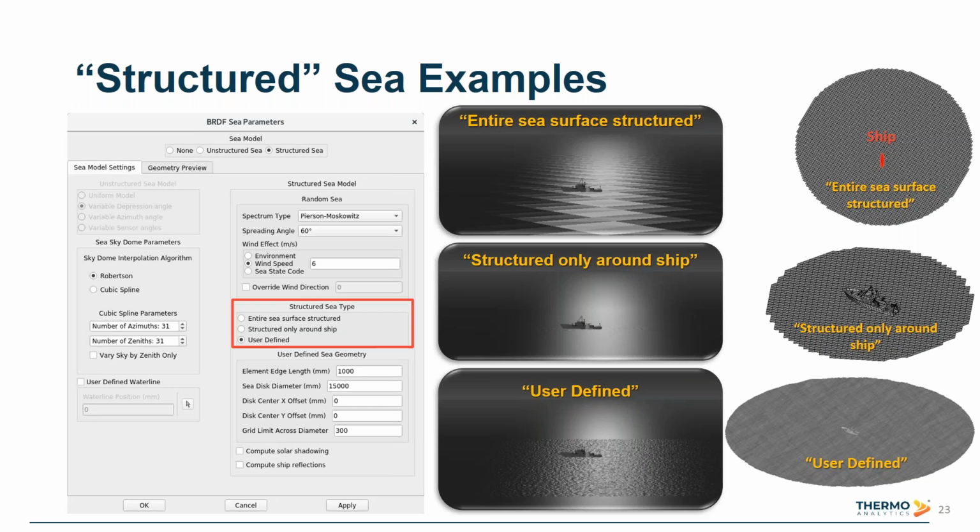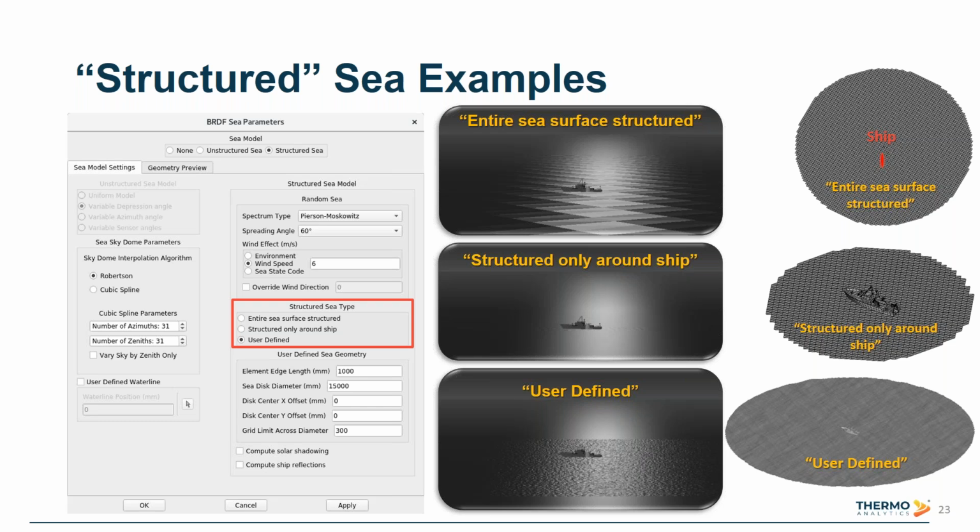The structured only around ship type generates geometry at 2 ship lengths around the ship. As you can see in the picture, the waves are more realistic looking, but unless the picture is taken very close to the target and at the right angle, it won't show in a very large percentage of the image.